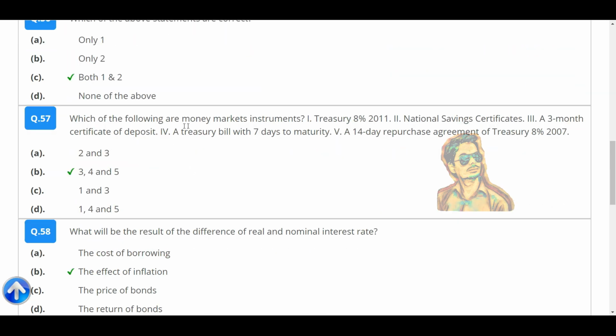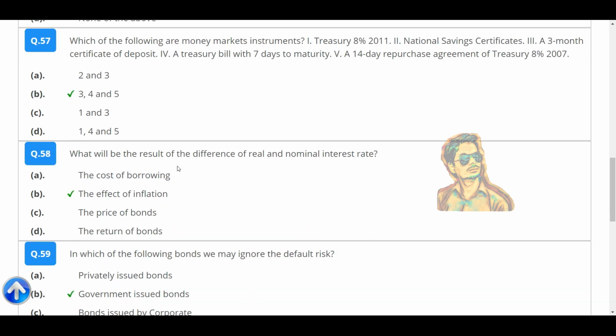Which of the following are money market instruments? First, Treasury 8% 2011. Second, National Savings Certificates. Third, a 3-month certificate of deposit. 4, a treasury bill with 7 days to maturity. 5, a 14-day repurchase agreement of Treasury 8% 2007. 3, 4 and 5.